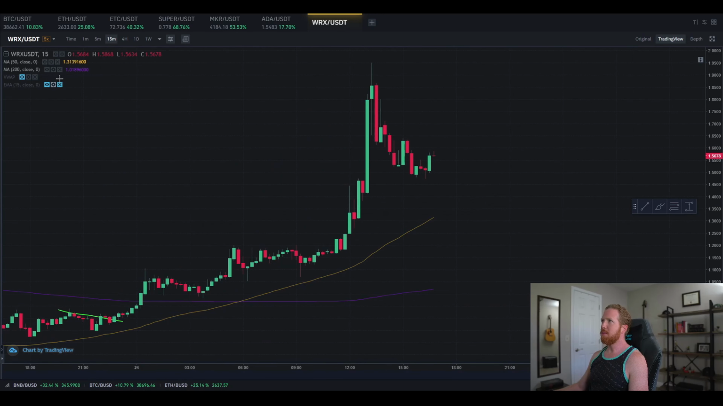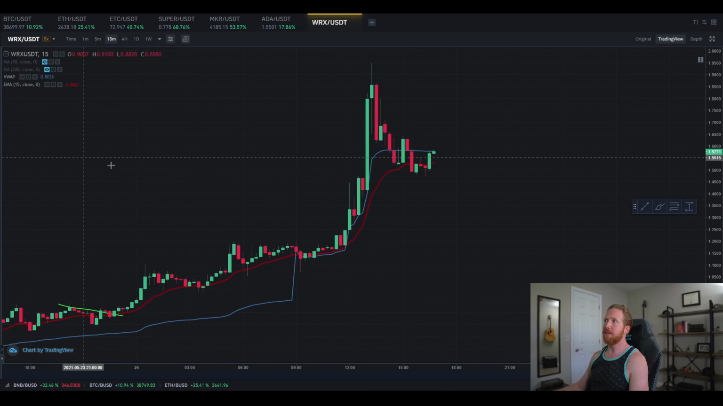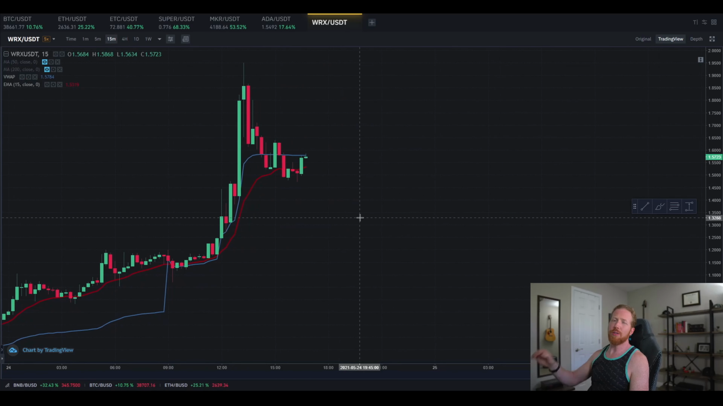Now, looking at the 15-minute chart, first thing I do is I disable my simple moving averages and enable my exponential moving average 15 and the volume weighted average price. So if you're new to the channel, the VWAP, as I refer to it, might hear it as VWAP or volume weighted average price. It essentially tells us what the price is based on the average volume, because volume is a very underused indicator that people need to start using more often.